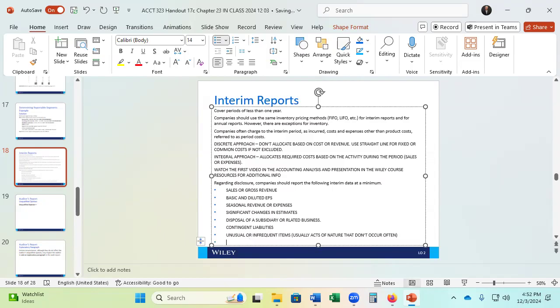Yeah, exactly. All right, so there's a couple more: changes in accounting principle. And then the last one would be significant changes in financial position.